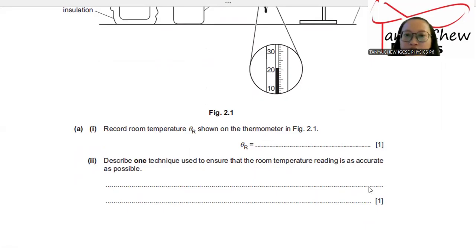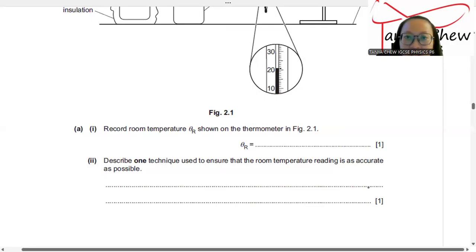Shown on the thermometer, so you have to read here. You look at the scale, the gap is 10 degrees Celsius. So one scale here, one gap here is 21. 21 degrees Celsius is the answer.